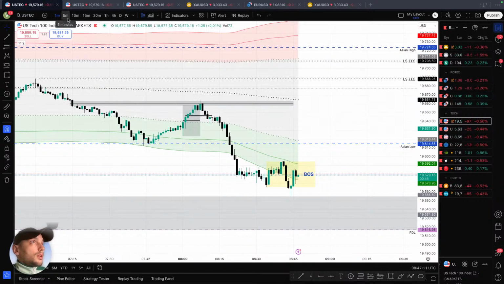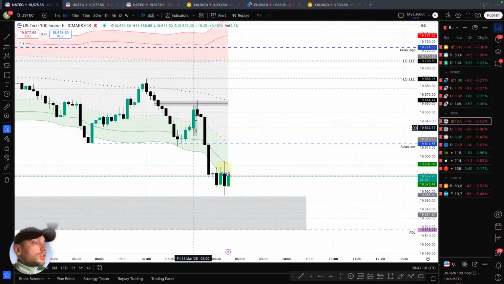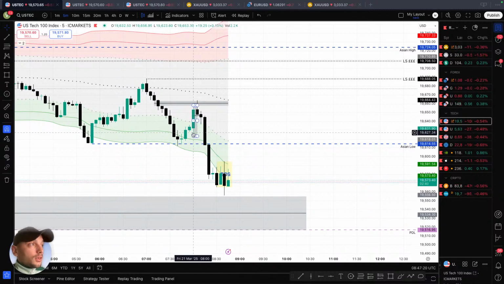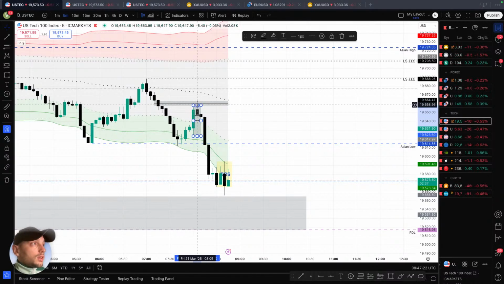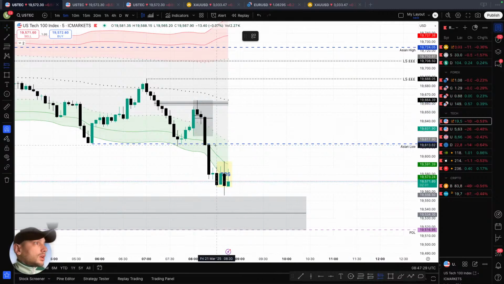And the other way of this strategy, I'm going to show you on Nasdaq because this played out very good. We watch the first 3 candles. So this is 15 minutes. We take the highs and the lows. And once we see a break, we can go short.